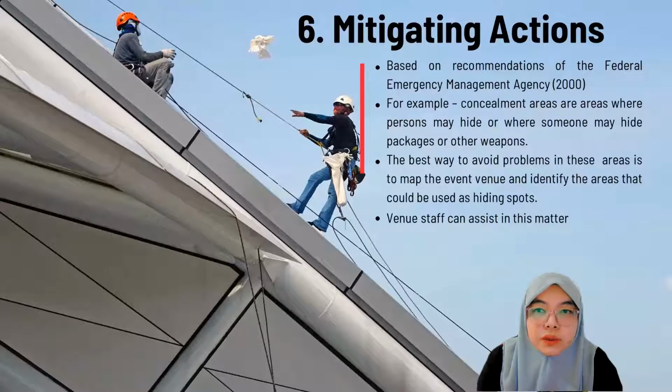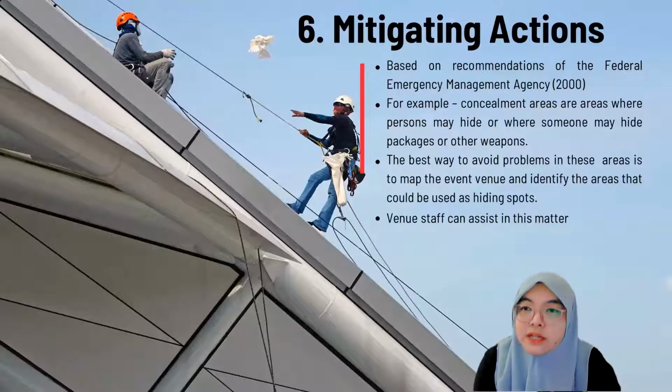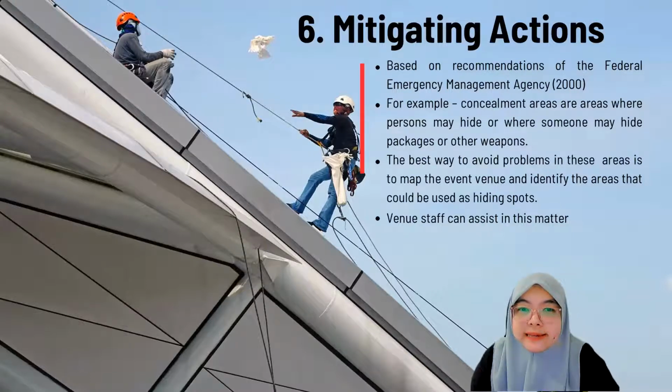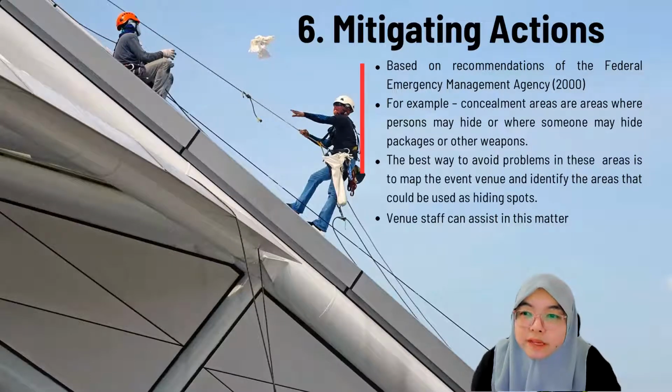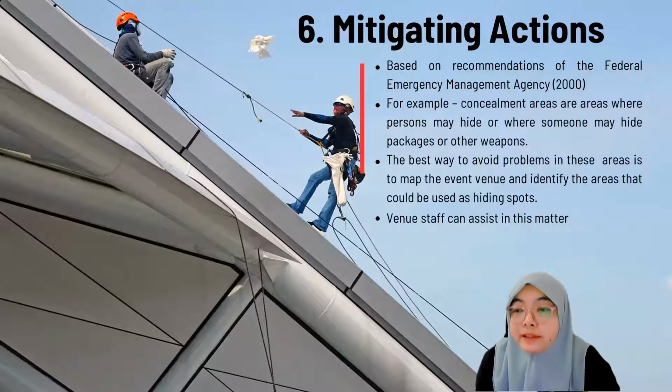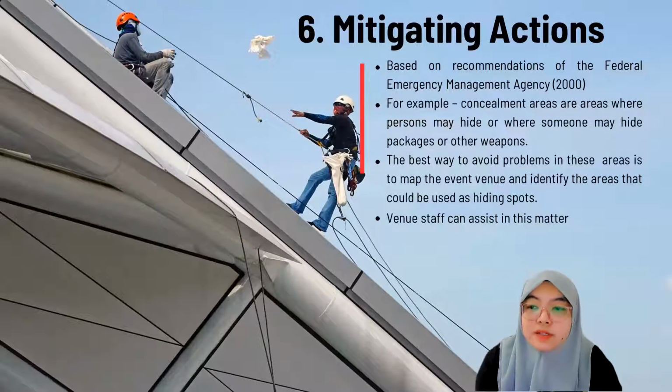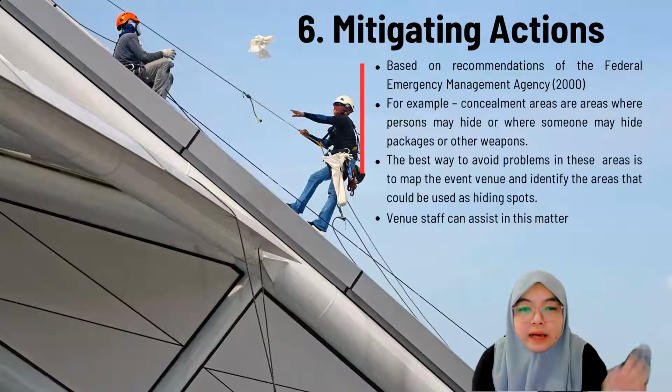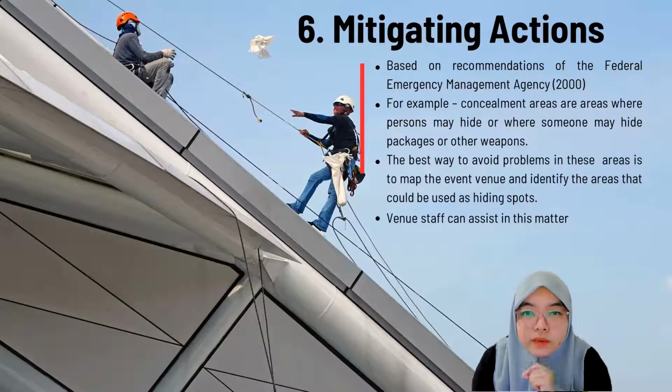After that, mitigating action. For example, concealment areas where someone may hide a package or other weapons. That's why you need to take very clear and good action. The best way to avoid problems in this area is to map the event venue and identify the areas that may be used as hiding spots. So you need to have a layout of that particular venue to avoid any problems.